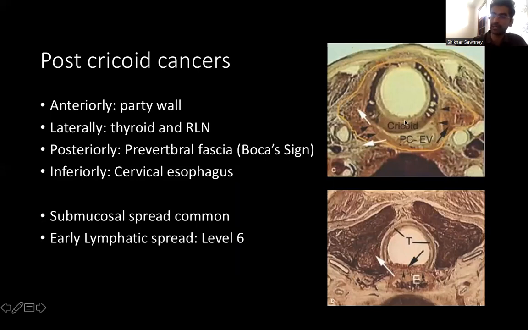They may track submucosally into the cervical esophagus. The importance of these post-cricoid cancers is, apart from the various neighboring structures that they can invade, that they also have a tendency for submucosal spread. So the margins when excising such tumors should be sufficiently wide. The lymphatic spread from these cancers goes primarily to level 6 before going into the lateral compartment.